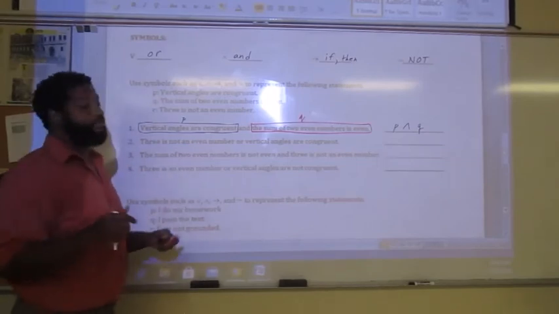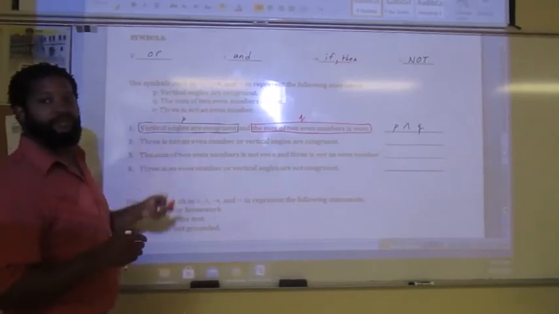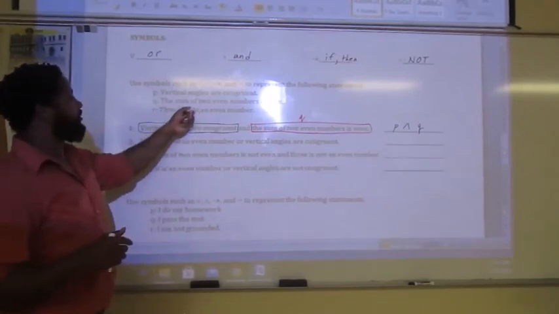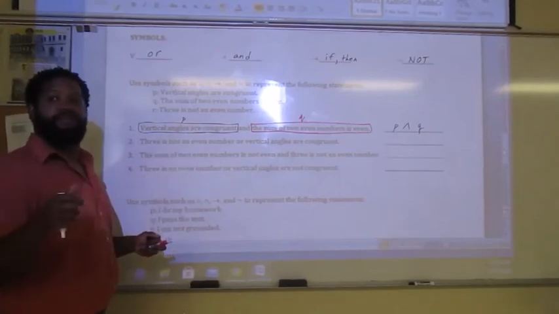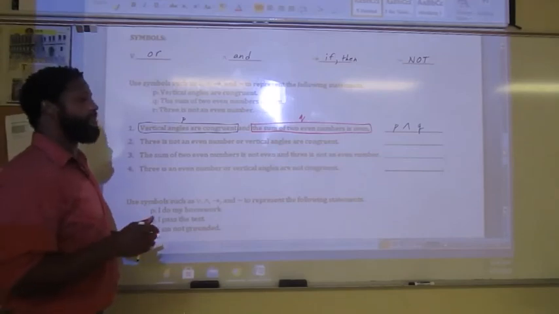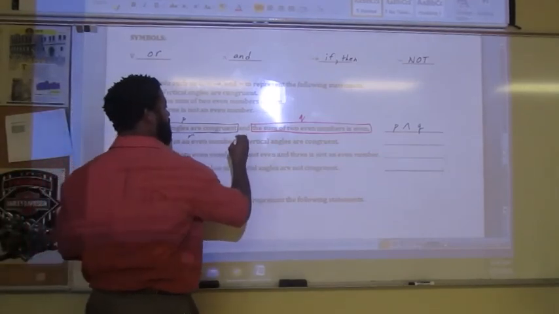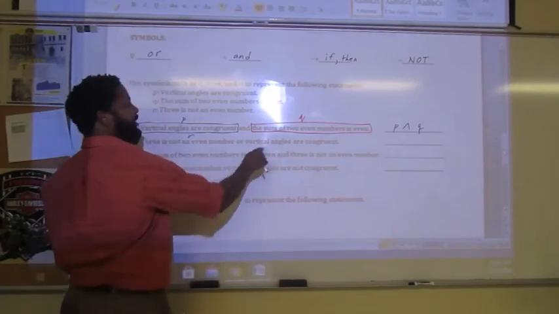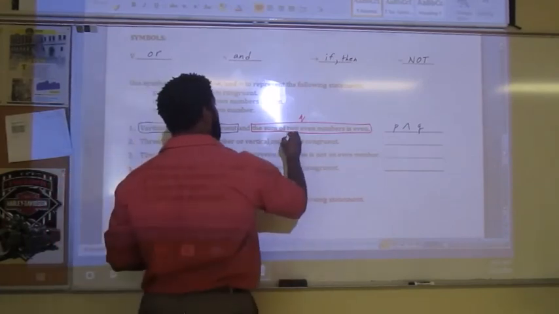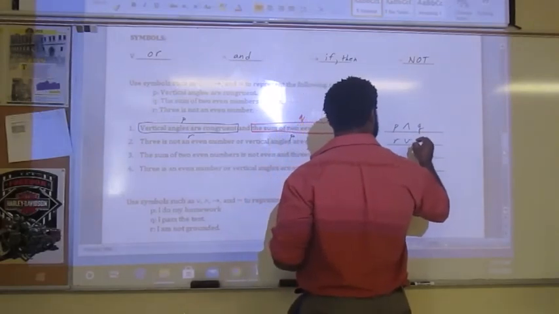No, it's not a squiggle, because what does R say? It's R, then the or symbol, and then P. It'll be R or P, and vertical angles are congruent is P. Good job. R or P.